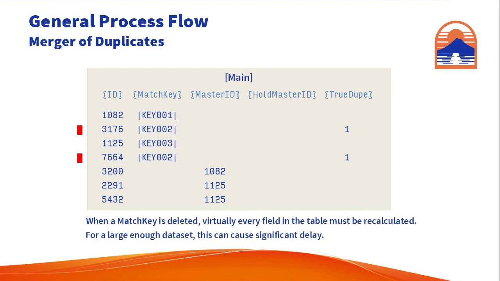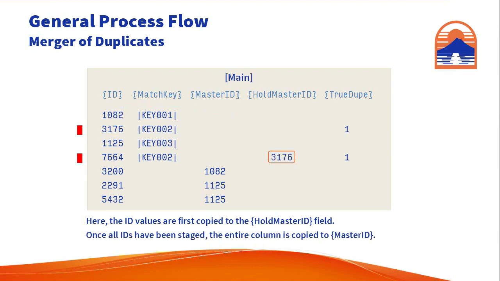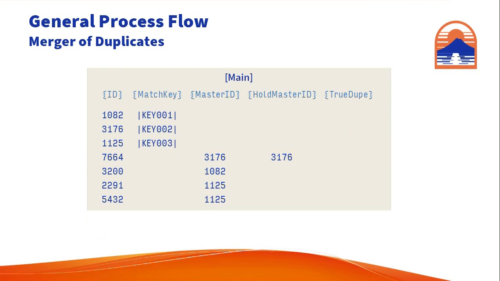When a match key is deleted, virtually every field in the table must be recalculated. With a large enough dataset, this can cause significant delay. However, it takes nearly as much computing power to recalculate after a single merge as it would following dozens. Accordingly, one option would be to stage pending mergers by first copying ID values to a data entry field, here called Hold Master ID. Then, once all desired mergers are in position, the entire Hold Master ID column is copied in one fell swoop into the Master ID column.